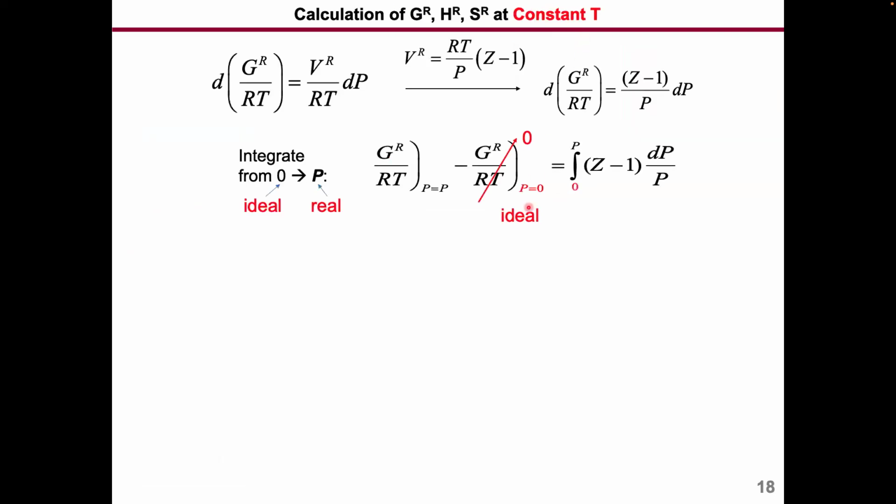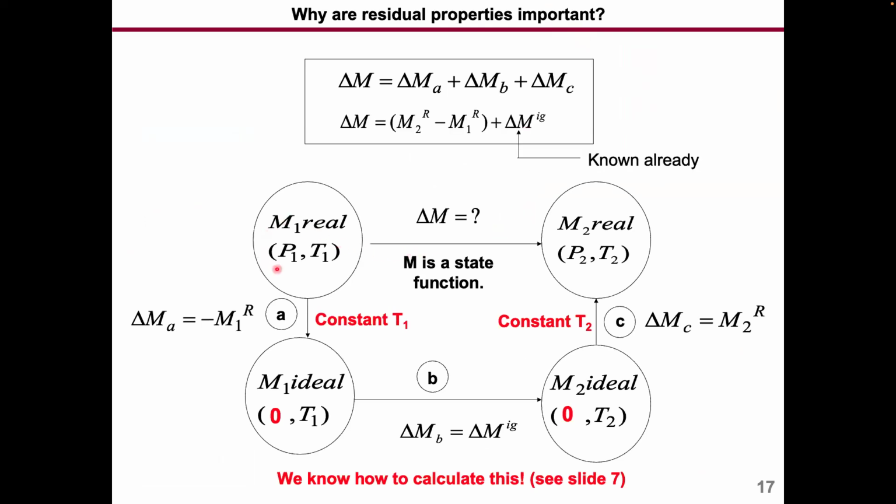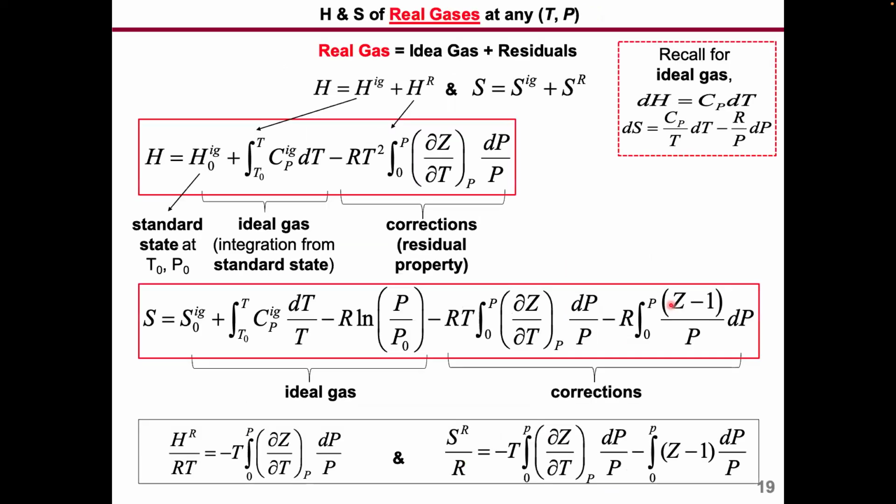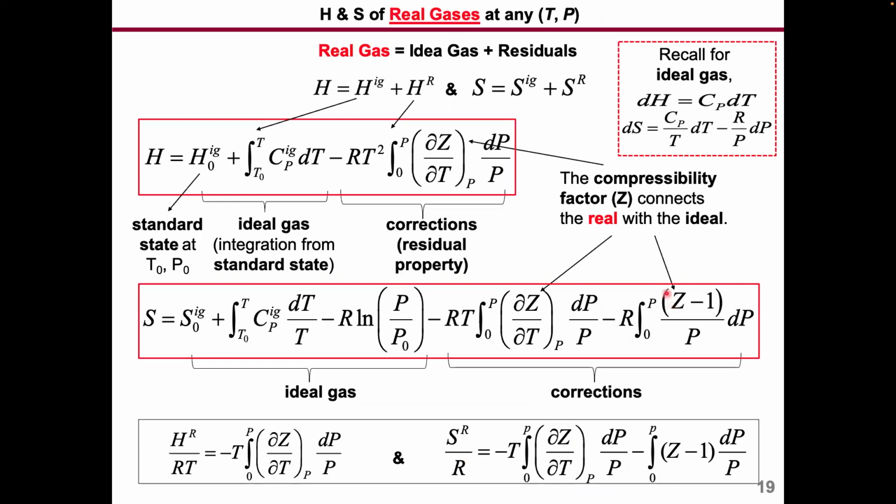Now, if you go back to this schematic, if you know how to calculate S and H at T1 and P1, you can also calculate S and H at T2 and P2. And then you can calculate the delta H and delta S between state 1 and state 2. So you do the calculation twice and then you subtract them. All right, so that's how you calculate the changes in these thermodynamic properties.